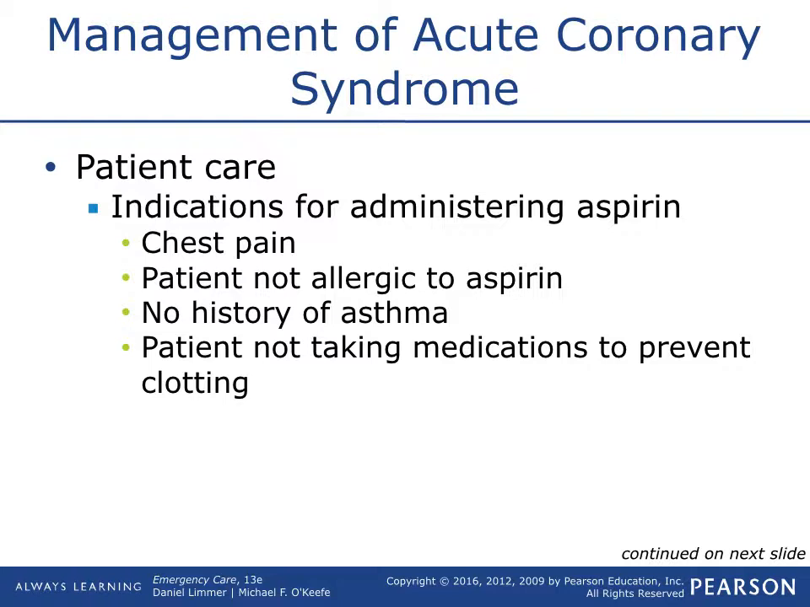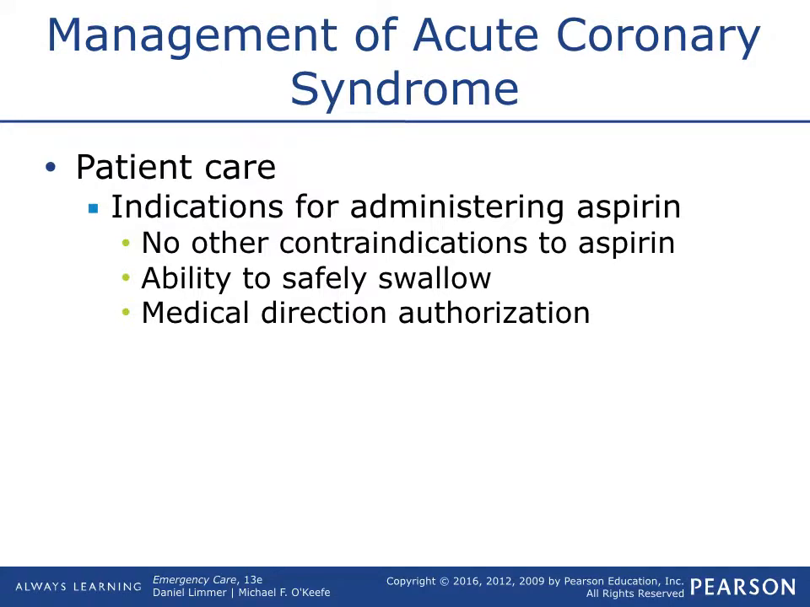Patient not taking medications to prevent clotting, so they're not on blood thinners. If they're on blood thinners, you don't want to thin that blood anymore. So basically, if they have chest pain, they're not allergic, they don't have asthma, and they're not on blood thinners already, give them 5 tablets of 81 milligrams, or 8 tablets of 81 milligrams.